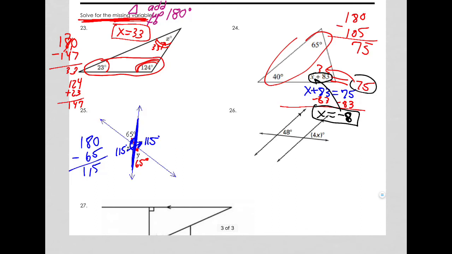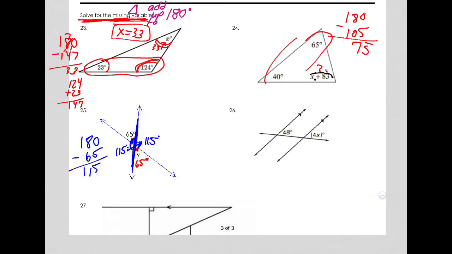Now number 26. I'm going to erase the stuff I put down from number 24 so I have room. Erase all of it for you OCD folks. So number 26, use what you know. We may not be able to find x right away. Maybe you could if you're really thinking about corresponding angles. But maybe you just say, let me fill in what I know. So we know that's 48. We also know that this is 48.